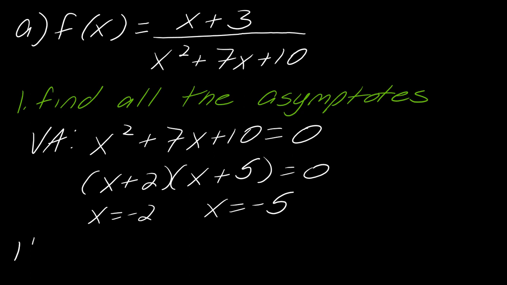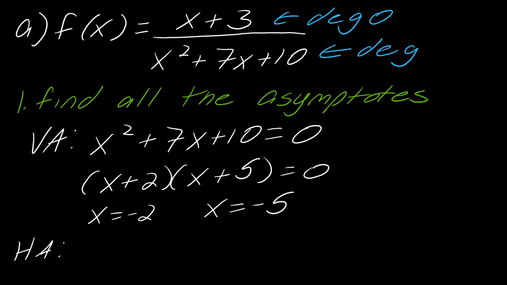Then for the horizontal asymptote, the quick method would be to just look at the expression. This is a degree 0 polynomial. This is a degree 1 polynomial. This is a degree 2 polynomial. So whenever the degree on the bottom is larger than on the top, you just automatically get the horizontal asymptote y = 0.